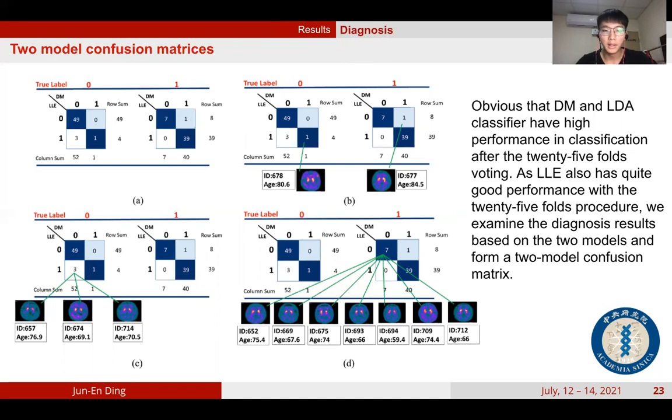For example, in the left table in figure B, the left column is the true label of normal. DM and LE predict ID 678 as early abnormal. In the right column of figure B, CT 177 is abnormal but is predicted incorrectly as normal by LE and correctly as abnormal by DM.